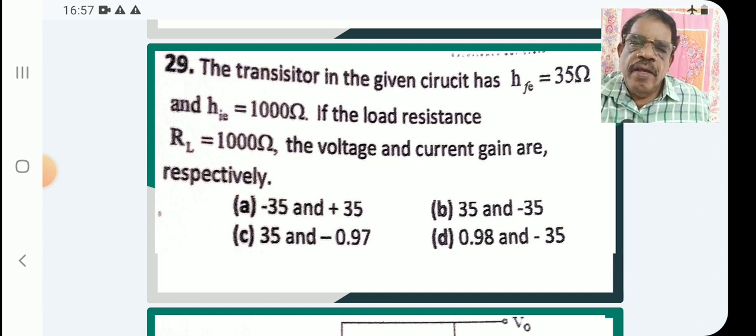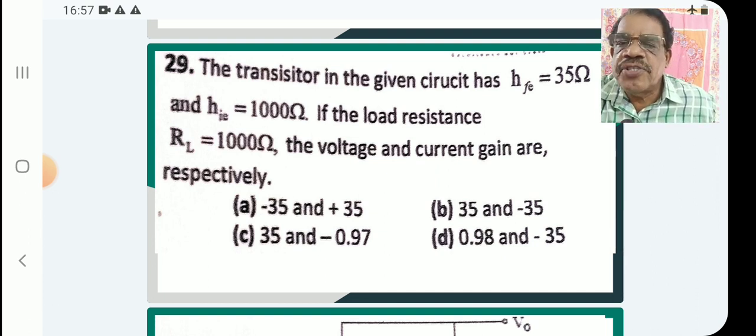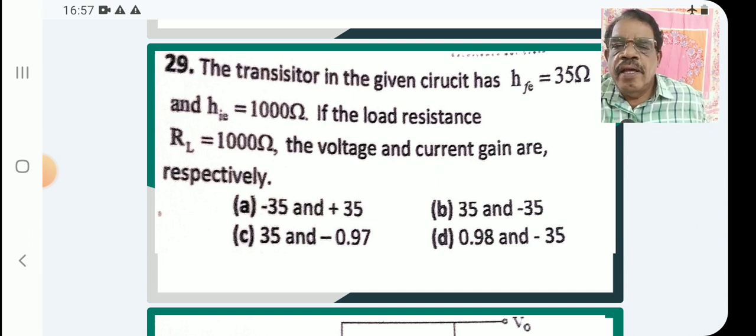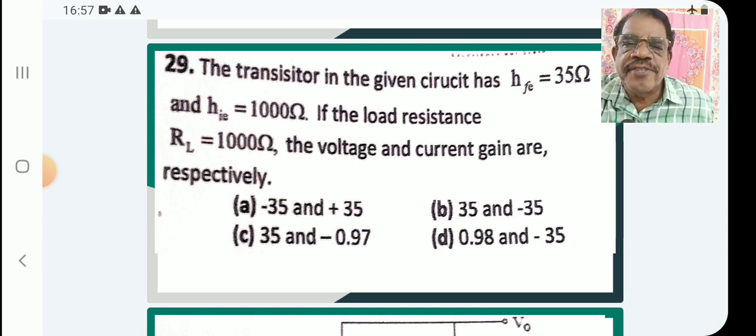reversal. When an input is given to a transistor amplifier, there is a phase reversal if it is a common emitter transistor. So voltage gain must be negative and current gain is positive.